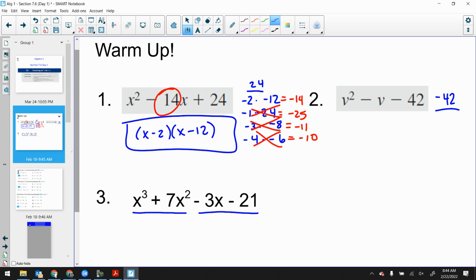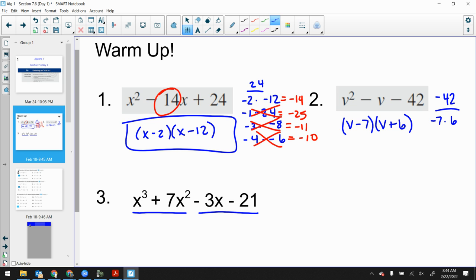Okay, what are the factors of negative 42 that add to get to negative 1? Negative 7 and positive 6. Good. Negative 7, positive 6. So in this case, we want to say v minus 7, v plus 6. Again, order doesn't matter. v plus 6, then v minus 7, that's fine. But you know what you can't do? Say v minus 6, v plus 7. That's not okay, because that would come out to be a positive 1 instead of a negative 1. We don't want that to happen.